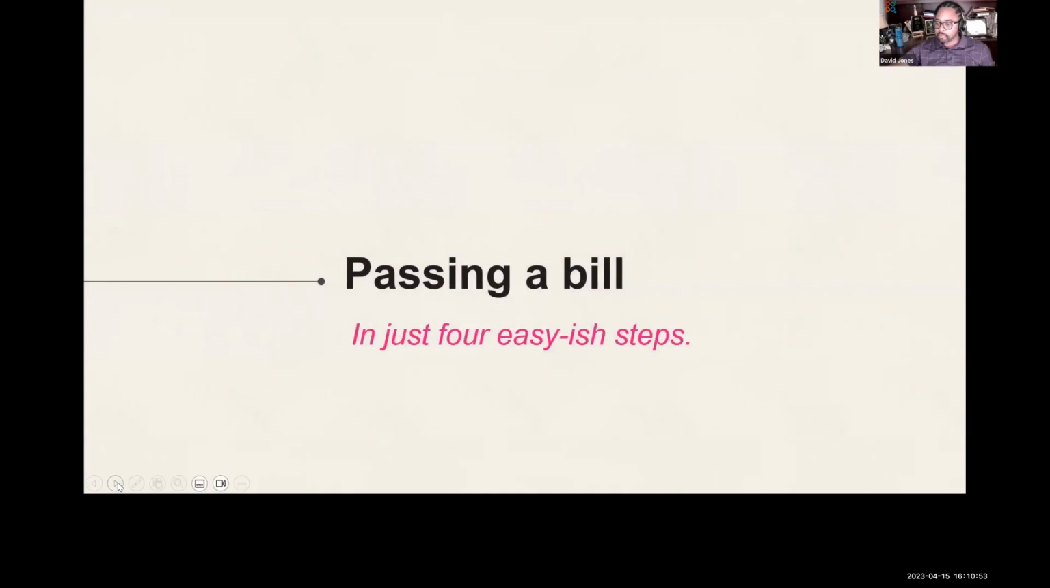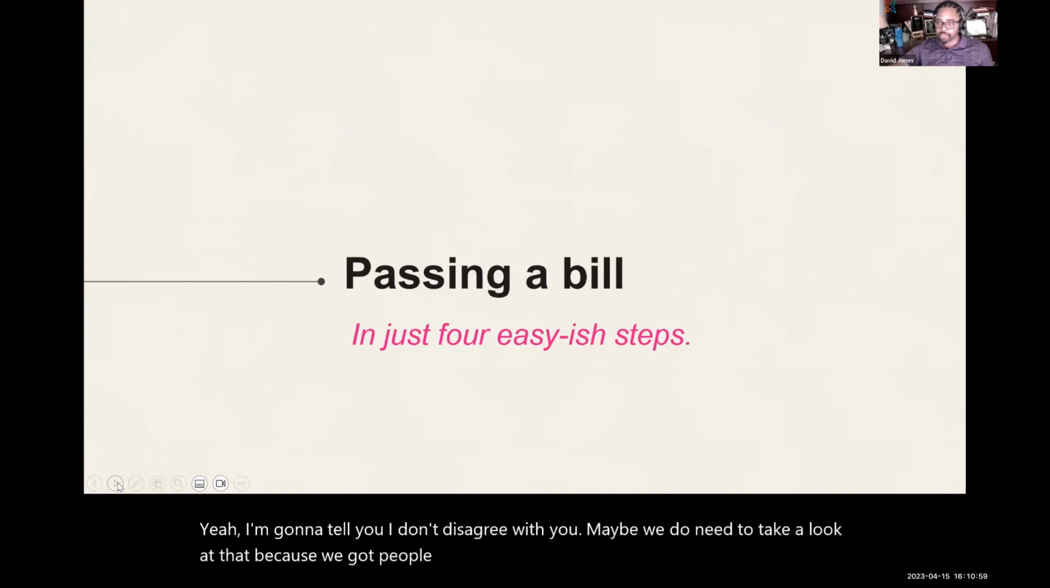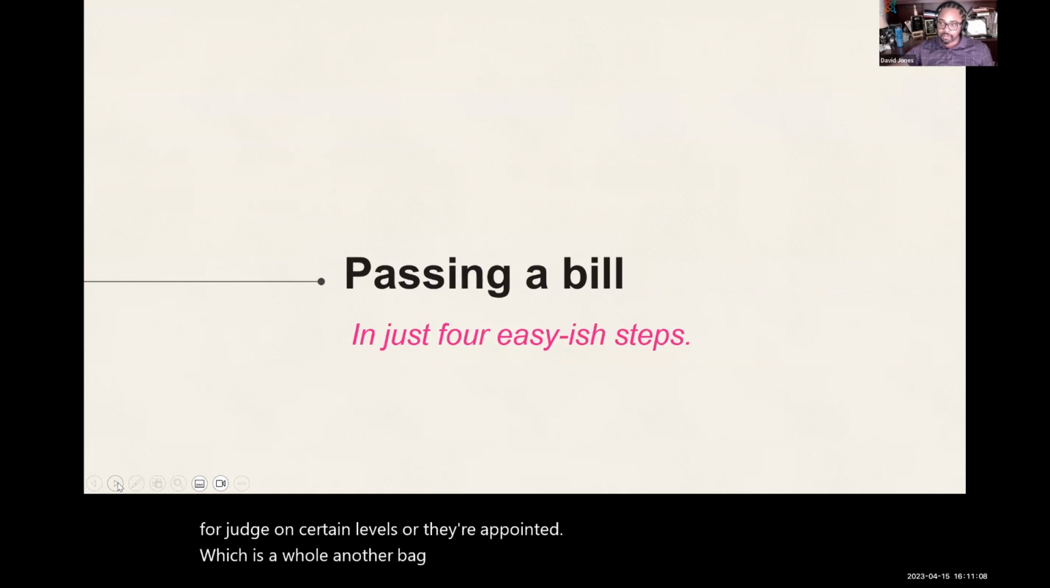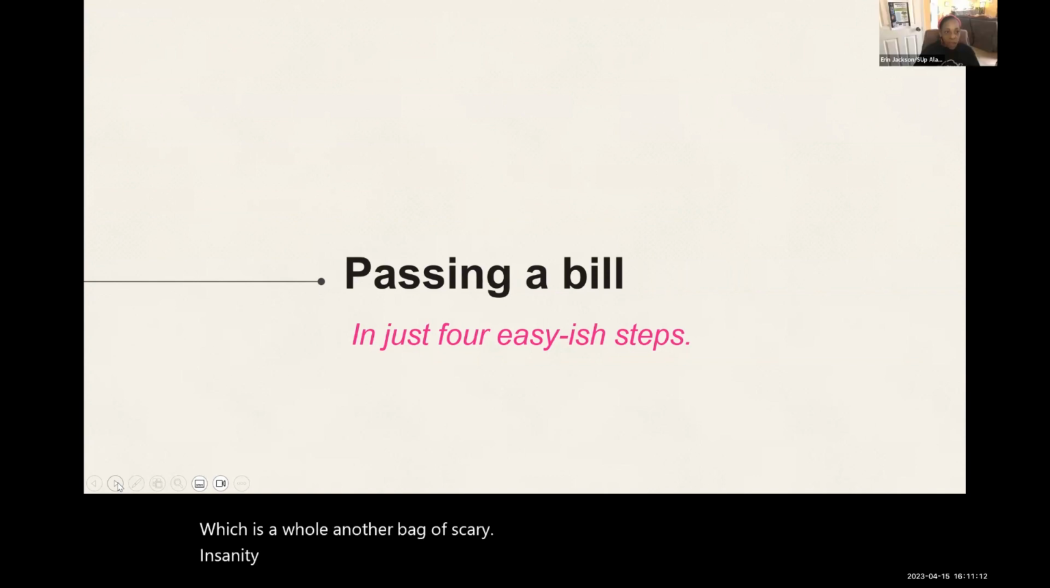I'm going to tell you, I don't disagree with you. Maybe we do need to take a look at that, because we've got people running for judge on certain levels, or they're appointed, which is a whole other bag of scary insanity. You can tell that by some of the things that are happening right now. Let's just look at the abortion pill issue. You've got one judge in Texas who is possibly going against 20 years of FDA approval, and he's barely qualified for the judiciary, barely qualified.